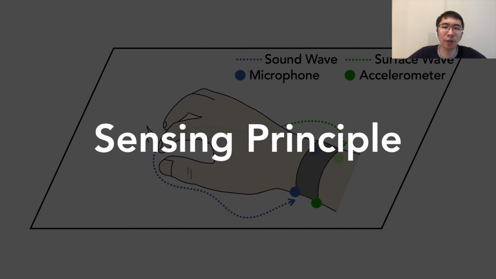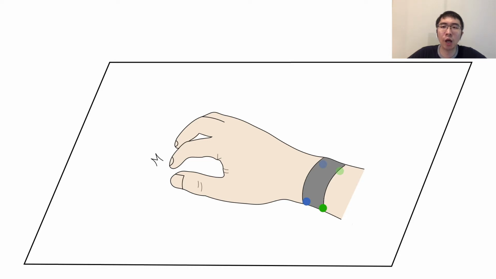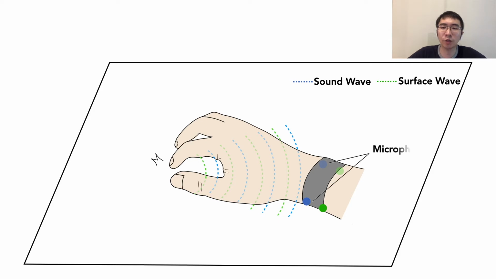So before I dive in, let me briefly explain how Acoustico works. When a finger taps a table, vibration can propagate outwards from the point of contact through the air, which we call sound wave. This is in contrast to the vibration that propagates through the surface itself, which we call surface wave. We use 4 sensing elements on the bottom of the wrist to detect when the leading edges of the surface wave and sound wave reach them separately. 2 microphones on the front sense the sound wave, while the 2 accelerometers on the back sense the surface wave.